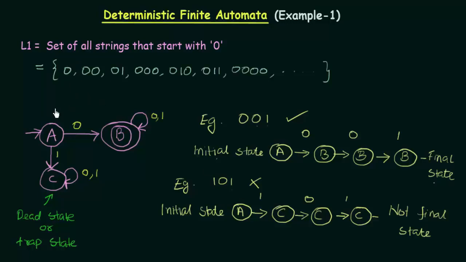So we have successfully designed a DFA for all strings that starts with 0, and these examples are the proof for that. So I hope that was clear.